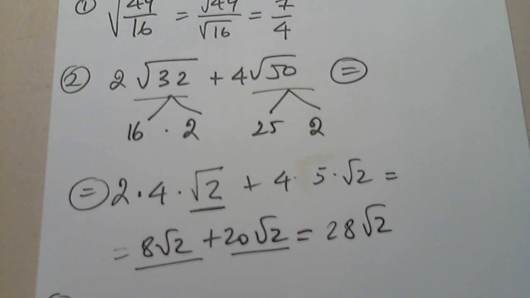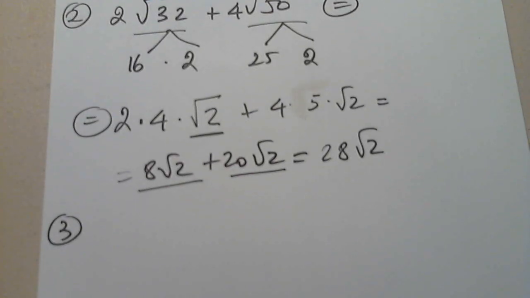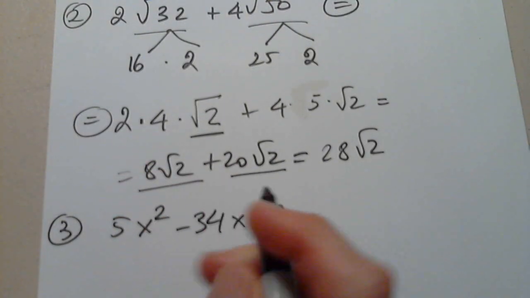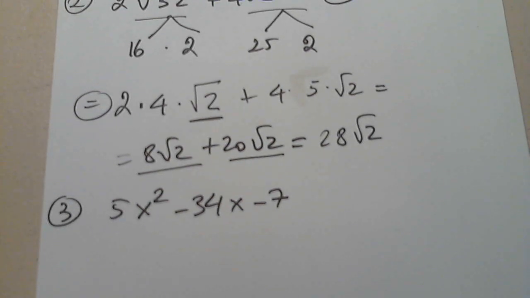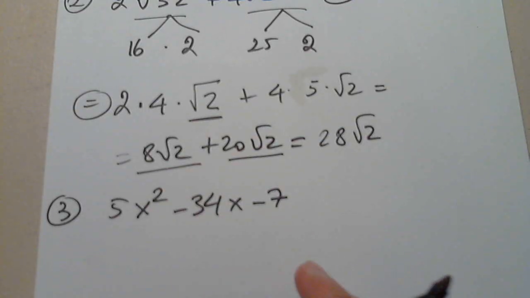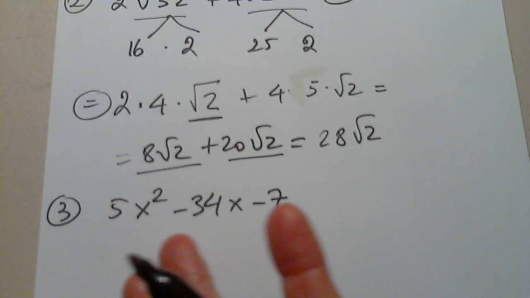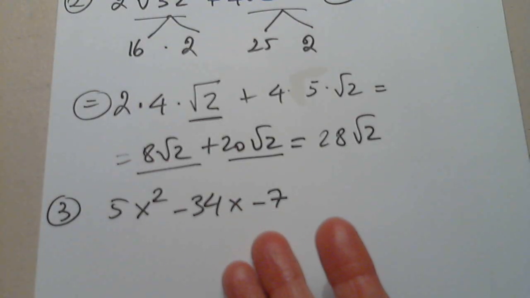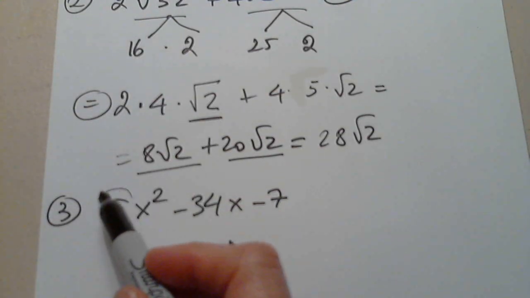Okay, question number 3. Factor the trinomial or state that the trinomial is prime. So this is 5x squared minus 34x minus 7. If you watch the videos that I asked you to, you will see how this is factored. It's in descending order. You cannot factor out anything. There is no common factor, and you cannot use a special product.